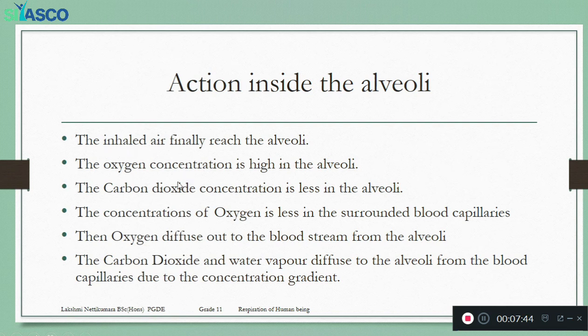Let's look at it again. The inhaled air finally reaches the alveoli. I mentioned the oxygen concentration is high in the alveoli. The carbon dioxide concentration is less in the alveoli. The concentration of oxygen is less in the surrounding blood capillaries. Then oxygen diffuses out to the bloodstream from the alveoli. The carbon dioxide and water vapor diffuse to the alveoli from the blood capillaries due to the concentration gradient.